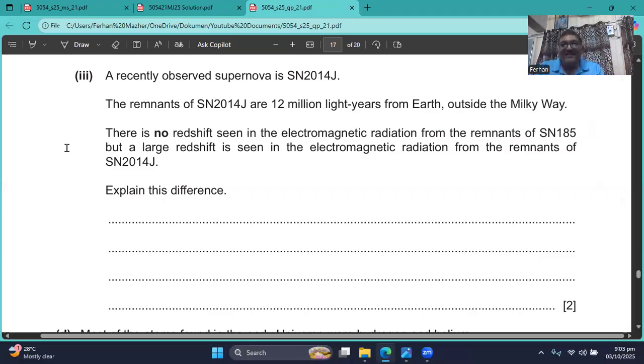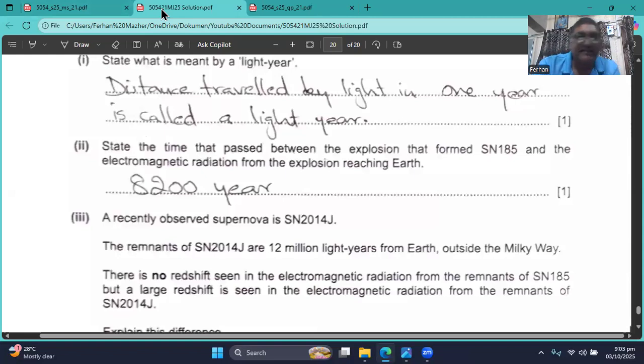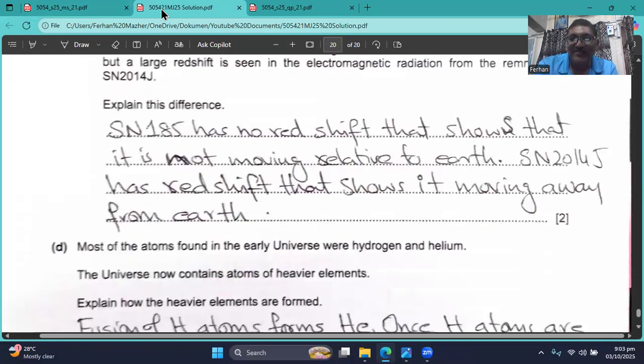It is not moving relative to the Earth, I mean, and relative to the observer. And SN2014J, its light is showing redshift, which means it is moving away from the Earth. It's moving away from the observer. This is the Doppler effect. I hope your teacher has taught you what the Doppler effect is. SN185 has no redshift. He told us that. That shows that it is not moving relative to Earth. SN2014J has redshift. That shows it's moving away from Earth.